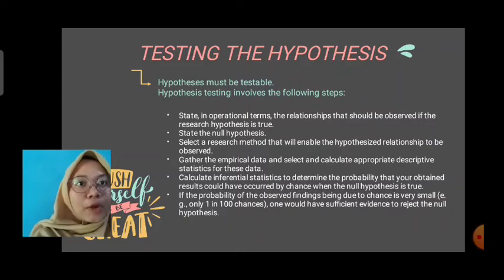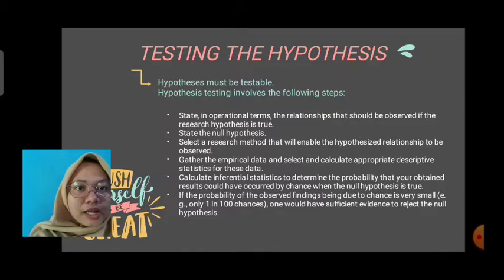1. State in operational terms the relationship that should be observed if the research hypothesis is true. 2. State the null hypothesis. 3. Select a research method that will enable the hypothesized relationship to be observed. 4. Gather the empirical data and select and calculate appropriate descriptive statistics for this data.